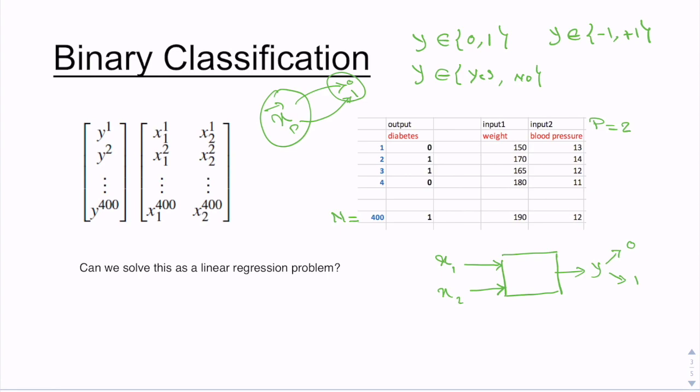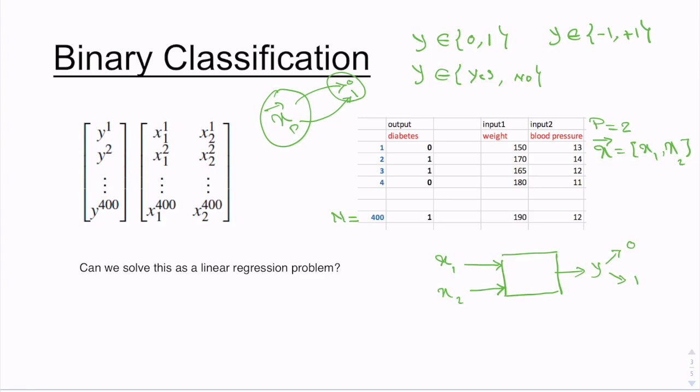I can also put these two features together as a vector x, which is x1 and x2, where the first dimension denotes the weight, and the second dimension in this vector denotes the blood pressure. And the output here is y.